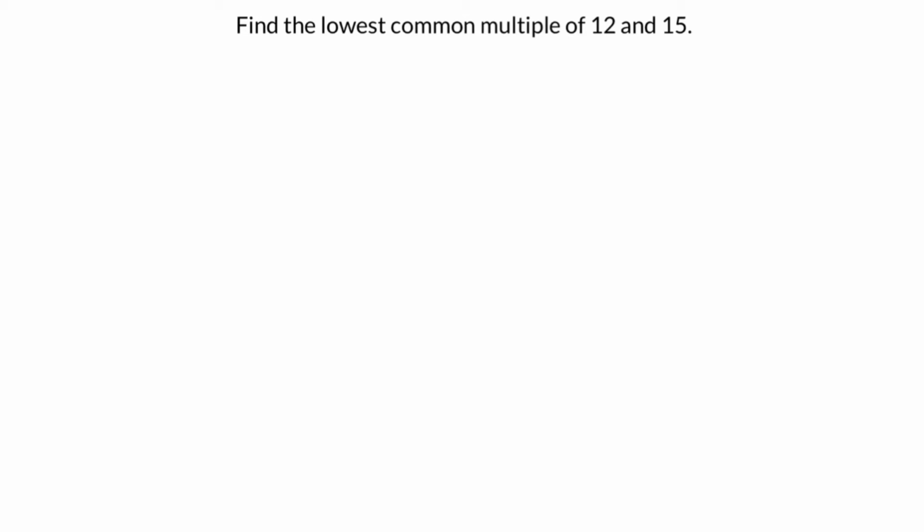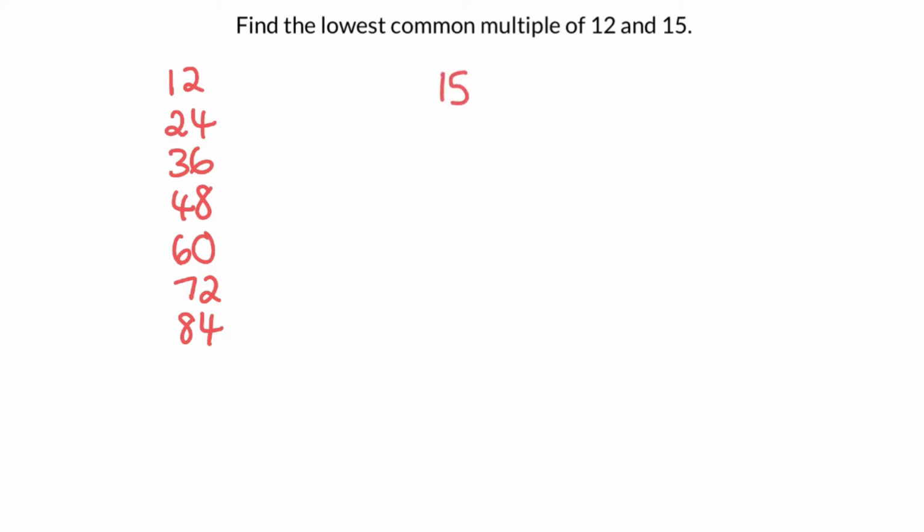So we're going to start by writing out the 12 times table. We've got 12, 24, 36, 48, 60, 72, 84. We'll stop there. We can always add some more multiples if we haven't found one in the 15 times table yet. Well, let's move on to the 15 times table. We've got 15, 30, 45, 60, which appeared in the 12 times table.